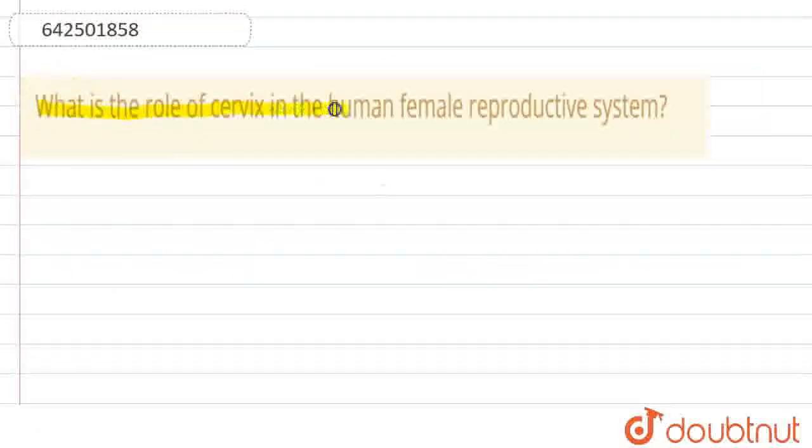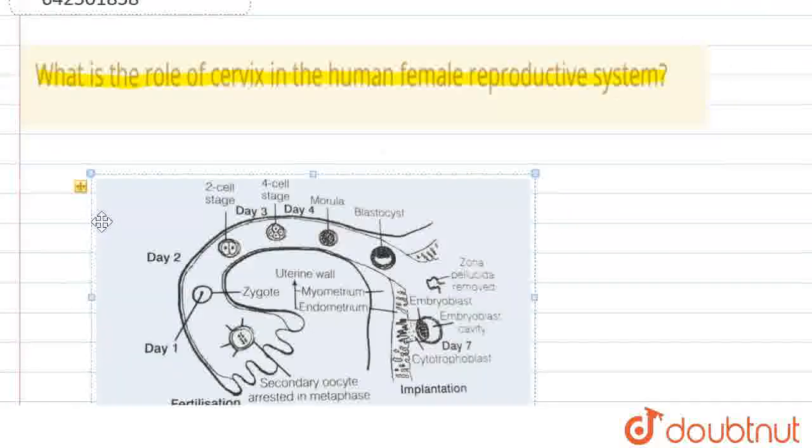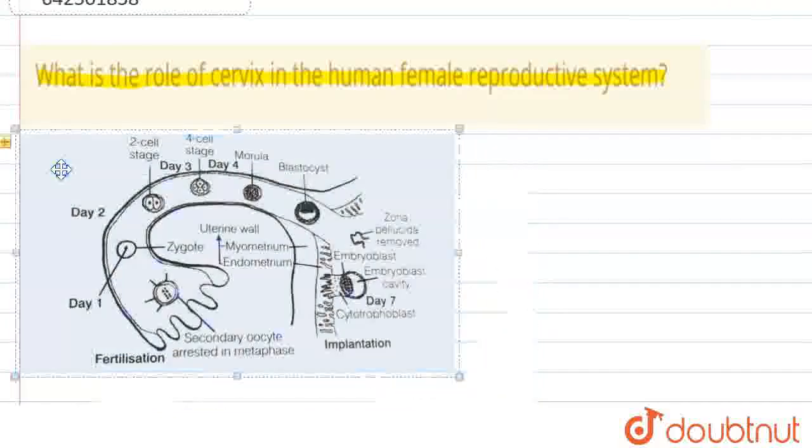The question here is that what is the role of cervix in the human female reproductive system, right? So let's see the answer now. So for this, we'll see a diagram here, right, of the human uterus. So this is the diagram, right?